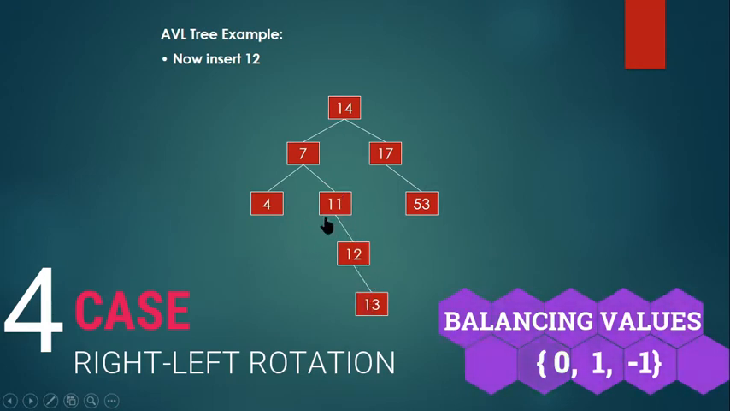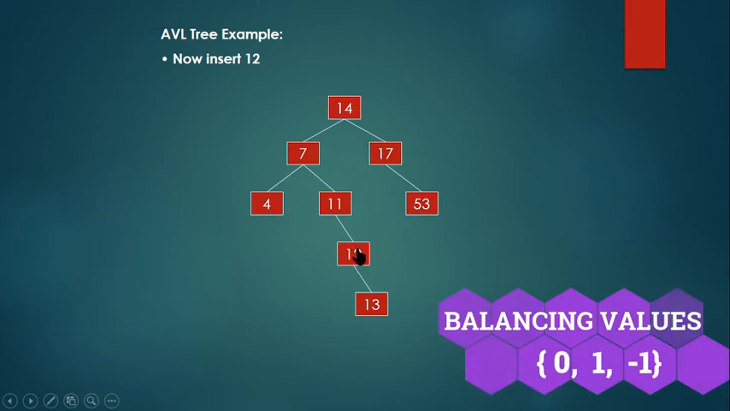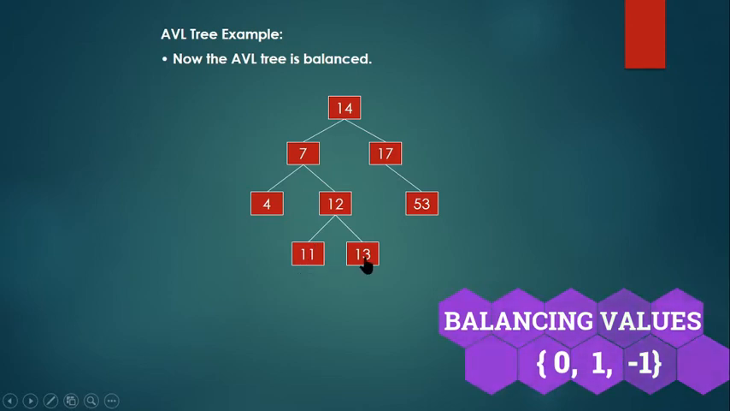Still it is not a balanced one. I have to make a left rotation. So 11 comes down, 12 goes up. So 11 comes to the left side of 12 and 13 will be at the right side of 12. So 12, 11, 13. Now check again. 12, 1 minus 1, 0, no problem. For 7, 1 minus 2, minus 1, no problem. For 14, 1, 2, 3. Either take these 3 or take this 3. 1, 2, 3 minus 2 is minus 1. It is balanced. Now the AVL tree is balanced.